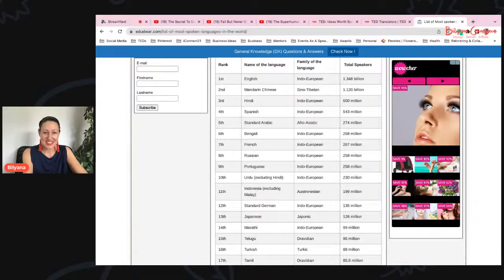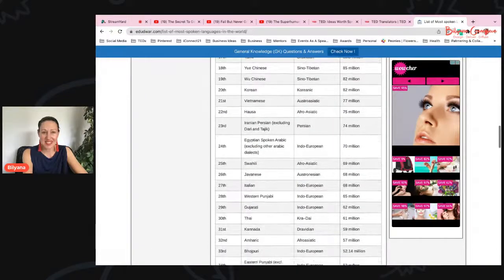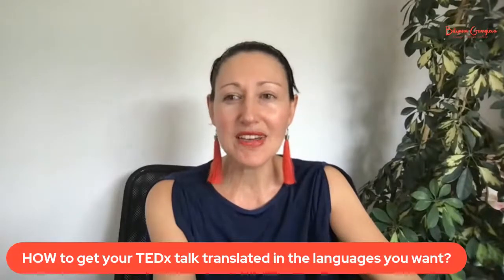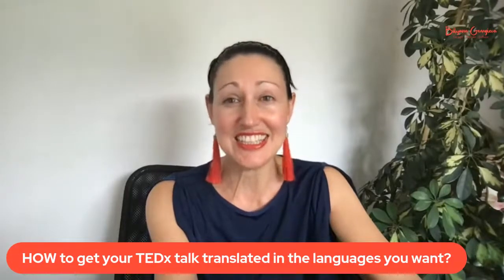Take a screenshot. Now I'm going to move down from 17, so from 18 all the way to number 34, which is Punjabi. Look at how many millions of people are speaking those languages. It's just amazing, which basically means that by speaking just one language and not transcribing your TEDx talk in the other languages, you automatically exclude all these millions of people around the world who cannot really go through what you're saying on the TEDx stage because they don't speak the language or it's not their mother language.